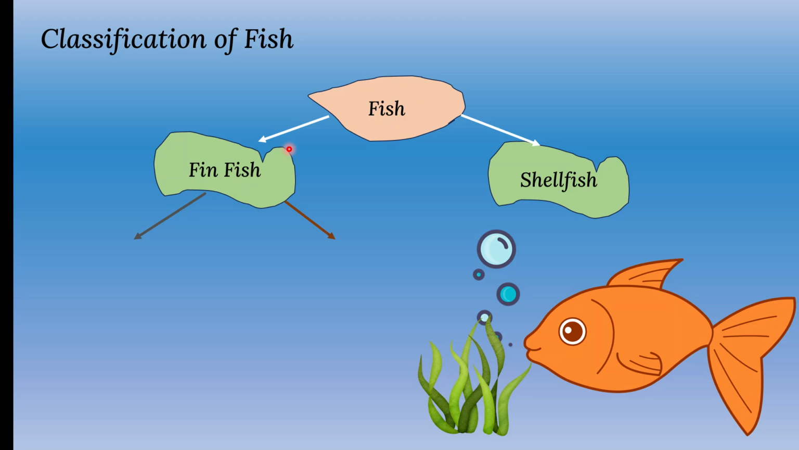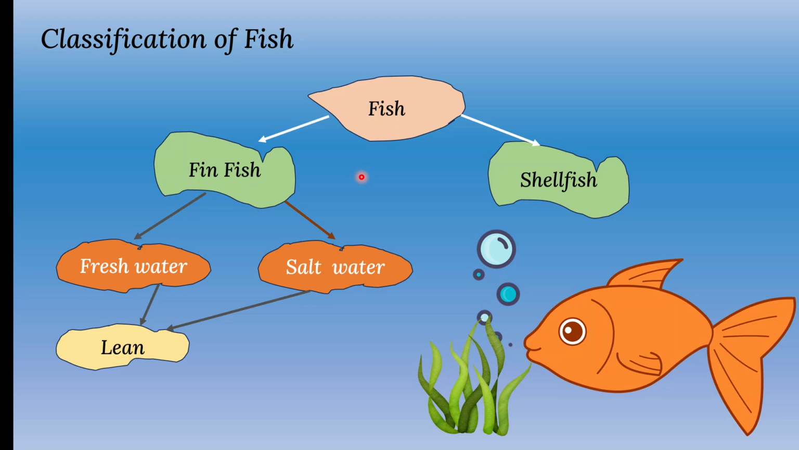Fin fish can further be classified into two subcategories. One is freshwater fish, the other one is saltwater fish. Fair enough. There is no doubt. Already we have discussed this. Now we are classifying it in a very organized manner. So fin fish can be further subdivided into two depending on the water source, freshwater and saltwater. Clear? Now, under freshwater and saltwater, there is again one category. One is the lean category and the other one is the fatty category. Lean category, you know, is 0 to 5% of fat, and fatty category is 5 to 25% of fat. Okay, so that's the classification of fin fish.